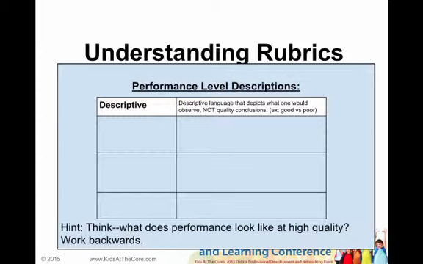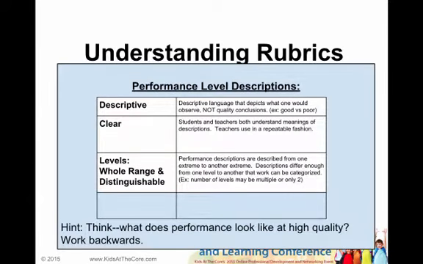We're not looking for quality conclusions. We're not looking for words like good or fair or a smiley face. We want to say, what would it look like if a student did this in the ideal sense? Students should be able to understand the meaning of each of those descriptions. If they're very clear, the teacher should be able to use it in a repeatable fashion. It's also important that you represent all levels of potential performance. So these should be looking at from the highest level of performance all the way down to the lowest or not evident.